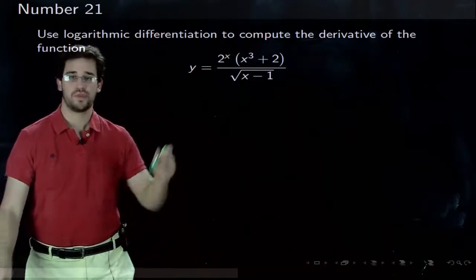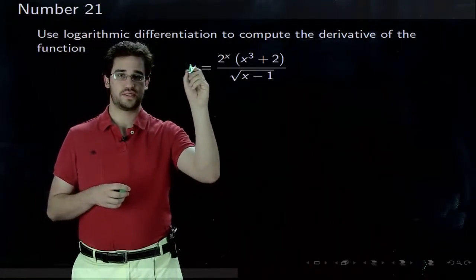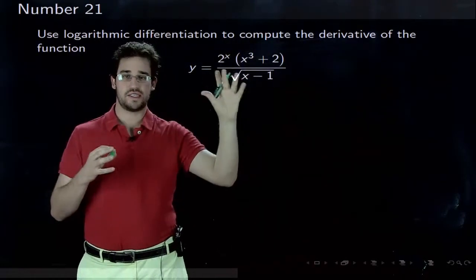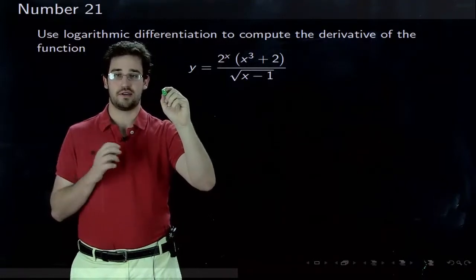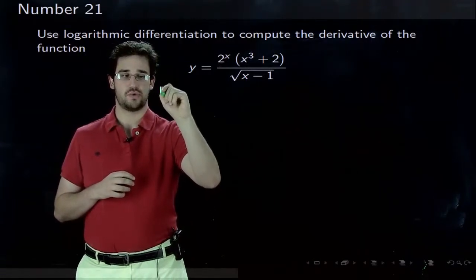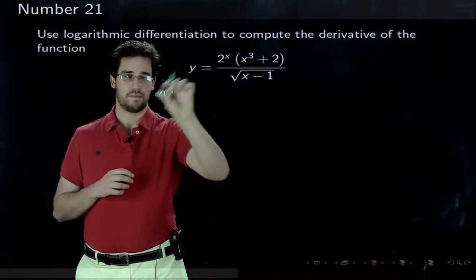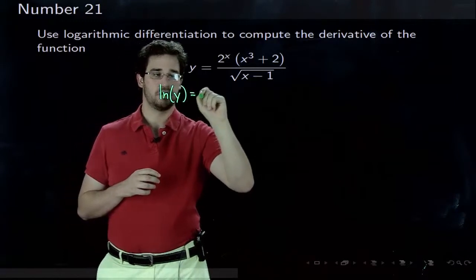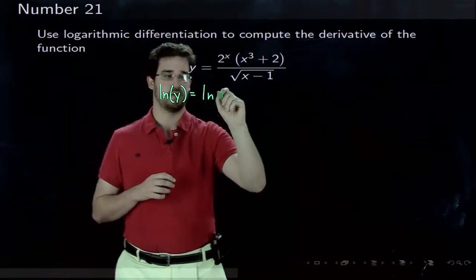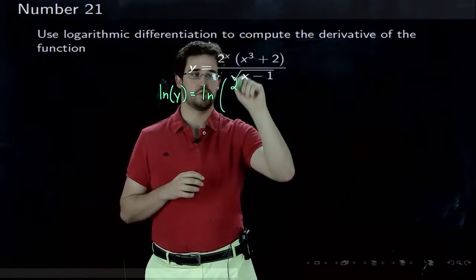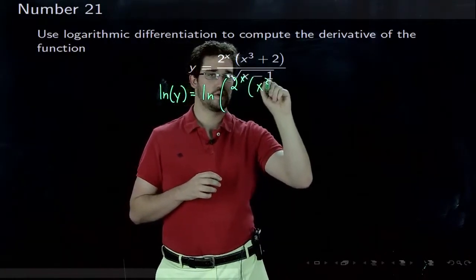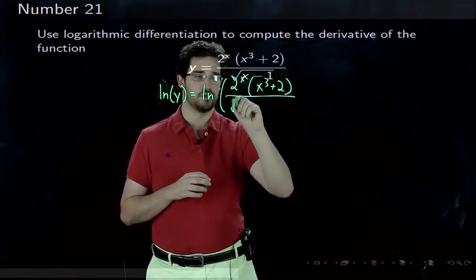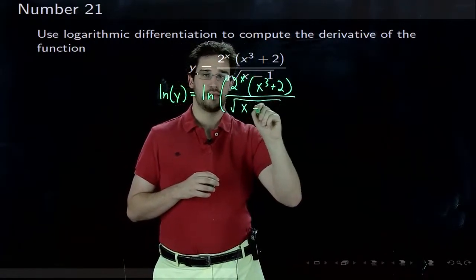So what do we do? We have this, which is our y, and we have it equaling here. To make things easier, what we're going to do is take the log of both sides. So we end up getting log of y is equal to log of the whole thing, 2 to the x times x cubed plus 2, all over square root of x minus 1.